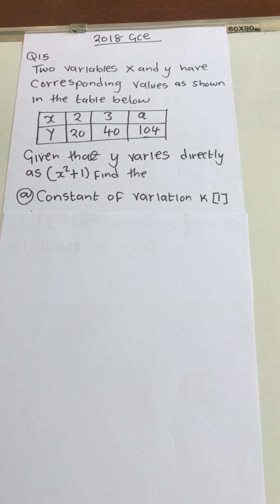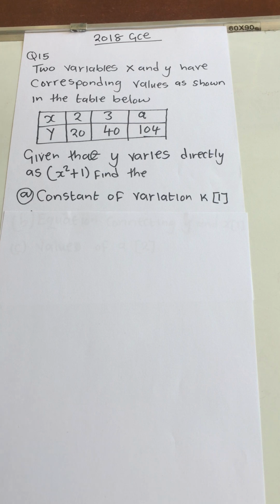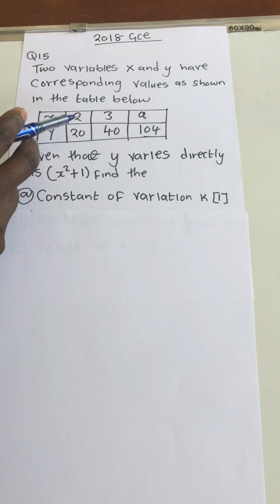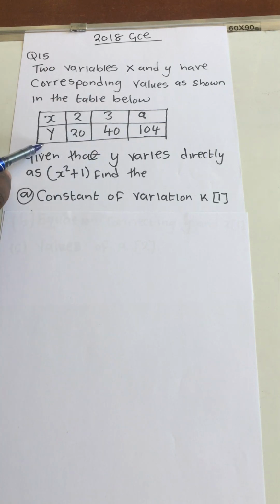This is question 15 on variation, from the 2018 GCE. This question carries 4 marks. The question reads: two variables x and y have corresponding values as shown in the table below. This is the table given, with x values 2, 3, a and y values 20, 40, 105.